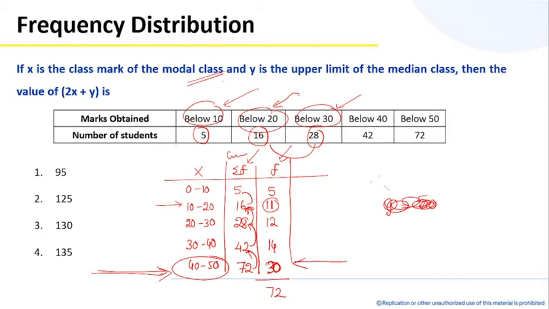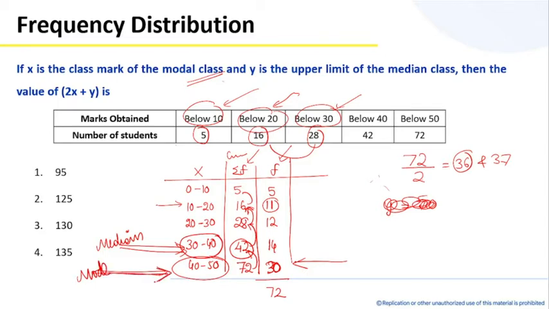Now first I need to figure out the median. There are 72 observations, so 72 by 2, the two middle observations are going to be the 36th and 37th. Now look very carefully, what are the 36th and 37th in this case? Up to 28 and then between 28 and 42, so the 36th and 37th are part of this class. So the median is going to be in the interval 30 to 40, whereas the mode is in 40 to 50. This is the class interval for the median.